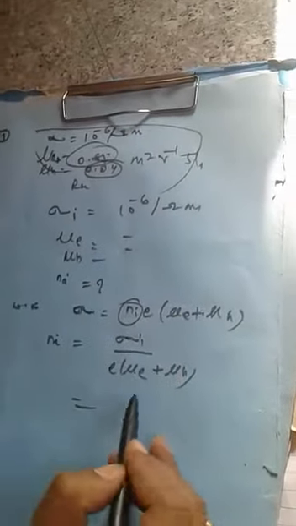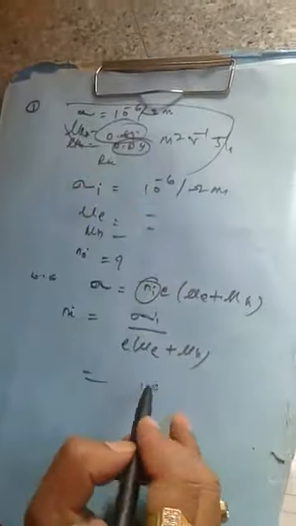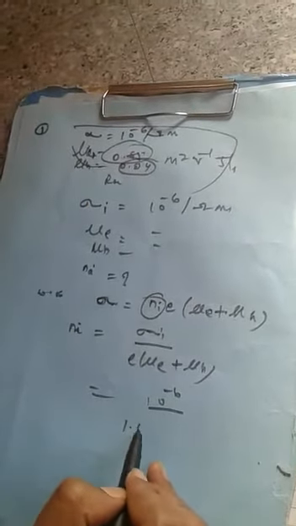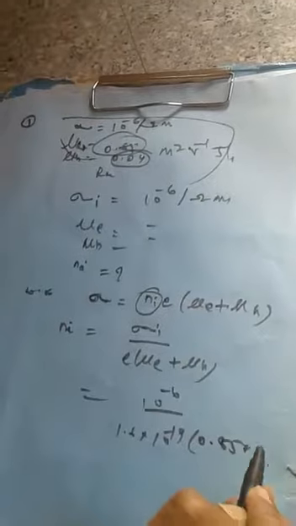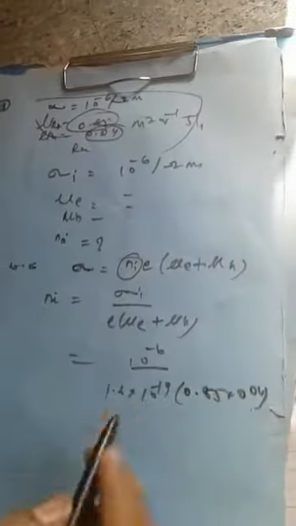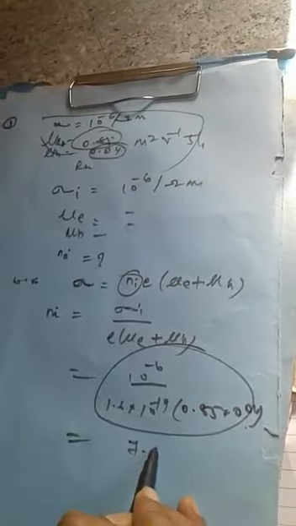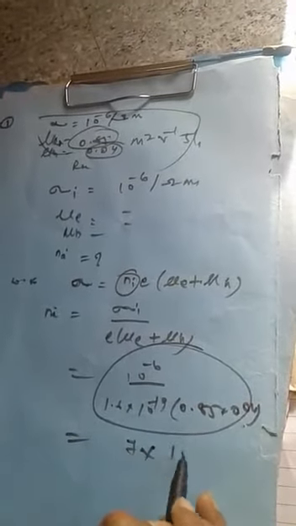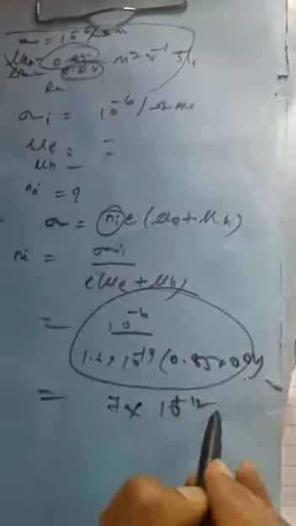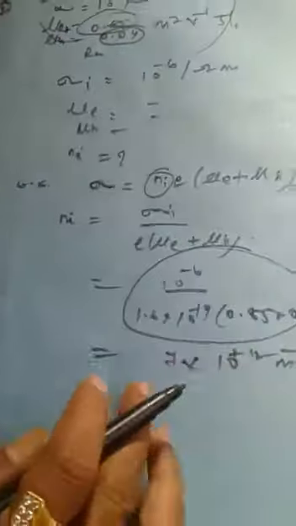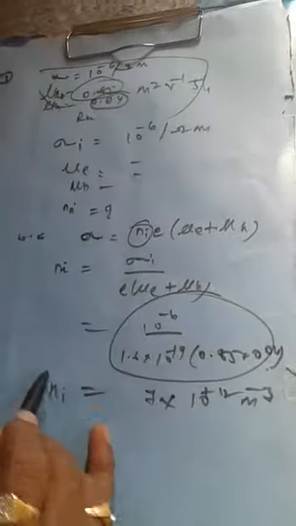So substitute all the values: 10 to the power of minus 6 divided by e, where e is 1.6 into 10 to the power of minus 19, the charge. The mobility is given, 0.085 plus 0.04. Simplify this value and we will get 7 point something into 10 to the power of 12 per meter cubed. This is the intrinsic carrier concentration at room temperature.